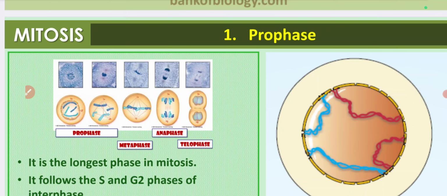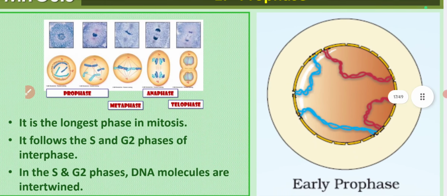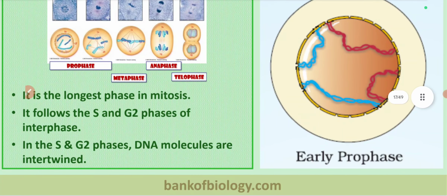So mitosis is called equational division. Remember the point. Prophase. It is the longest phase in mitosis. The first point it is said, it is the longest phase in mitosis. It follows the S and the G2 phase of interphase. In the S and G2 phases, DNA molecules are intertwined. So here the diagram, it is also in your NCERT.